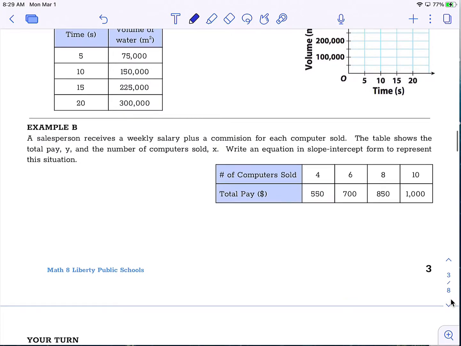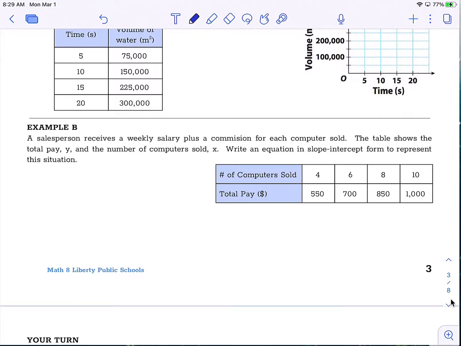Okay, and example B says a salesperson receives a weekly salary plus a commission for each computer sold. The table shows the total pay Y and the number of computers sold X. Write an equation in slope-intercept form to represent the situation. So, a weekly salary plus a commission.